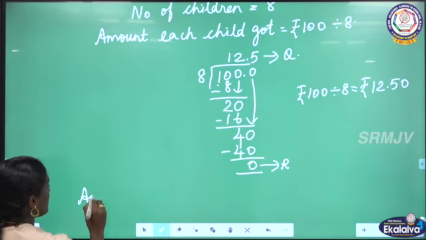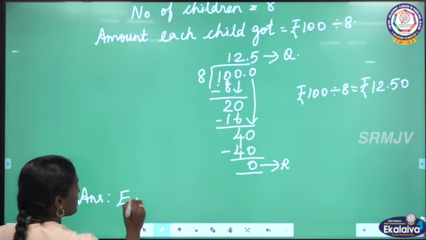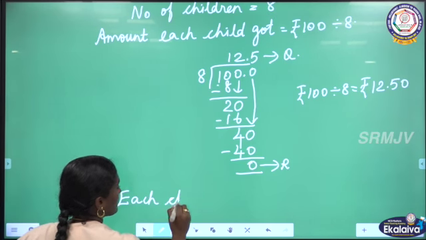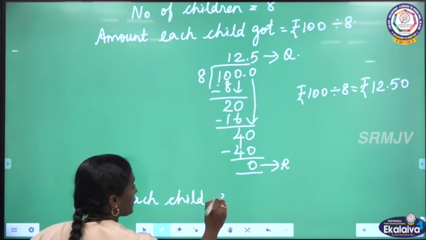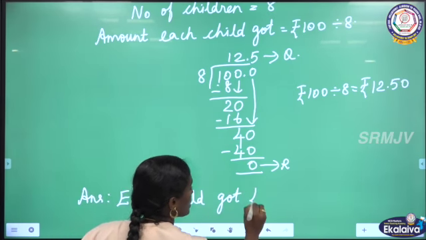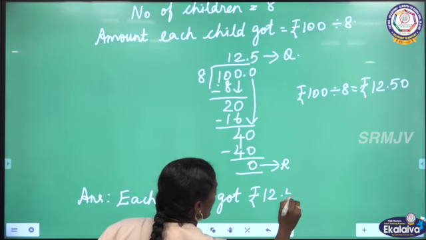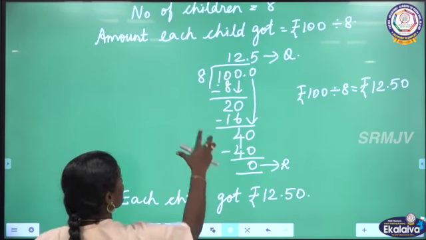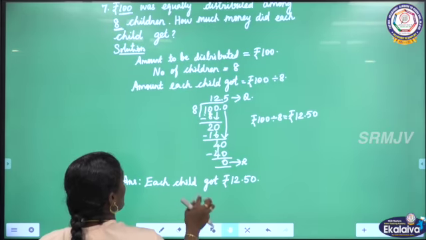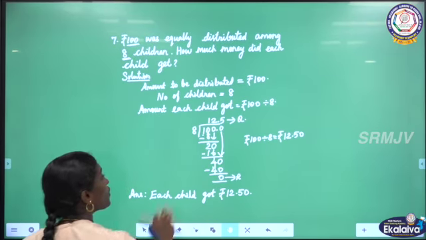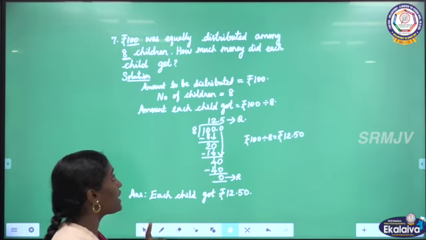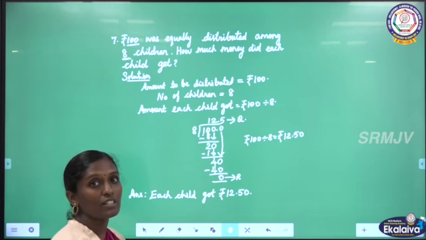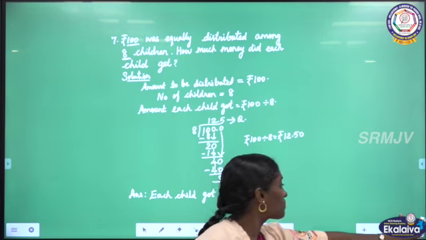Okay, so the answer, each child got rupees 12.50, 12 rupees 50 paise. Is it clear, children? Here the total amount 100 is divided among 8 children. Then each child got 12 rupees 50 paise.